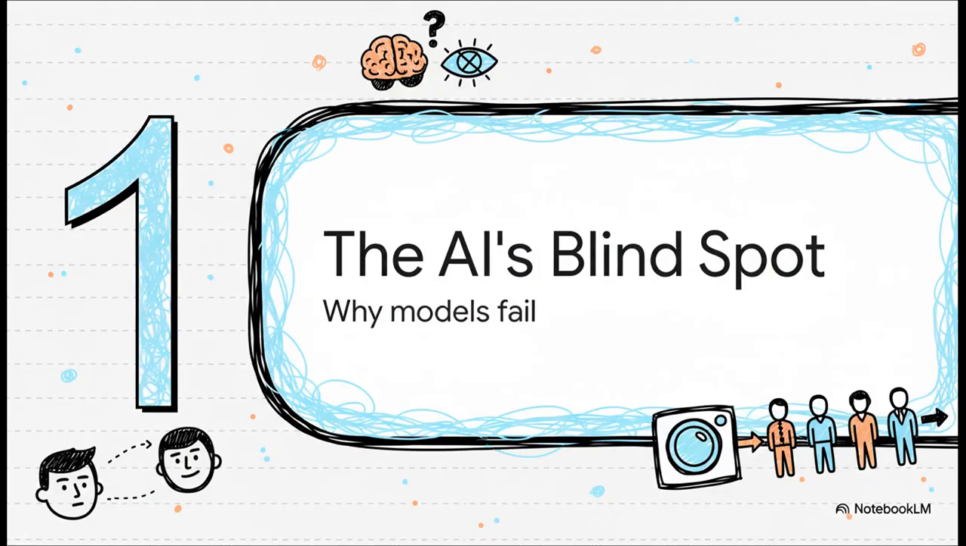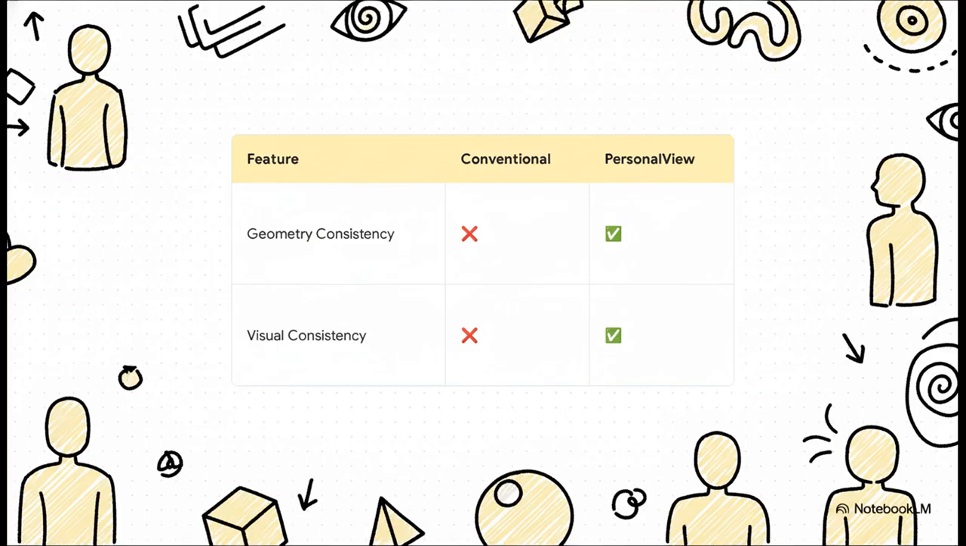And you know, this isn't just some minor glitch. It's actually a fundamental blind spot for most of the AI image models we use today. So what's really going on here? Well, the paper breaks this down into two core failures. First, there's a lack of what they call geometry consistency. That just means the 3D shape and the pose don't really line up between the shots. And then there's the failure of visual consistency, which is where the clothes, the hair, and the background all just change randomly. PersonalView was designed to fix both of these problems at once.